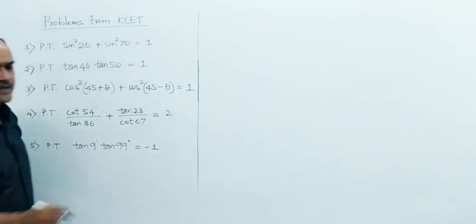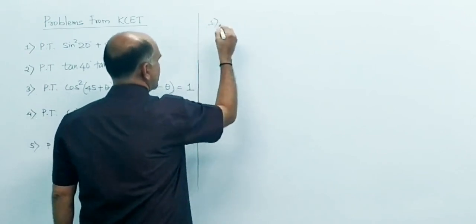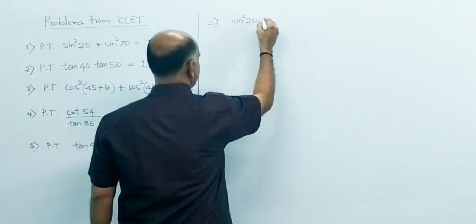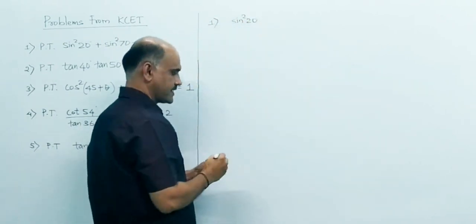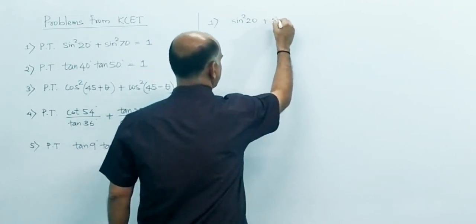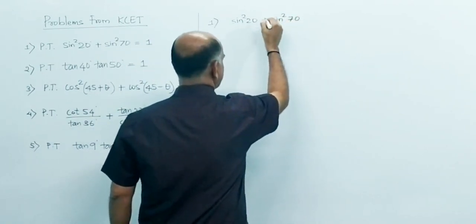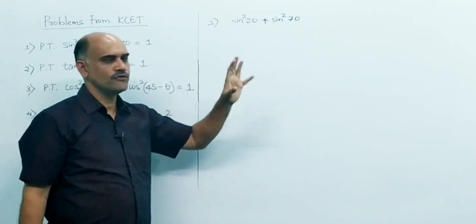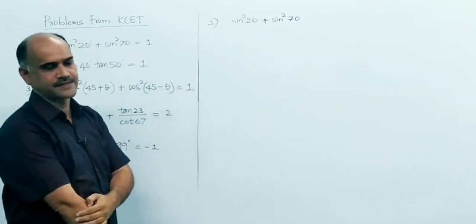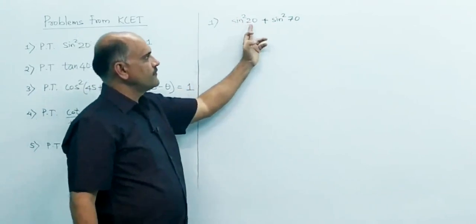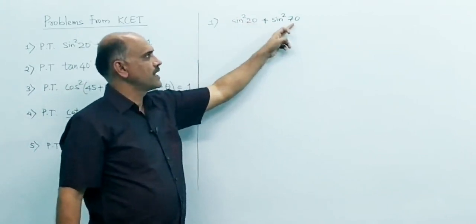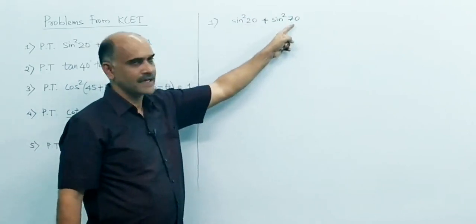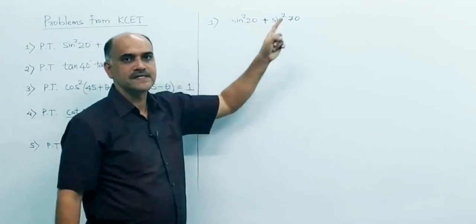So if I take the first one, LHS is sin square 20 plus sin square 70. First I will tell you the regular method, then I will give you a hint whereby you can directly write the answer. Now if you observe, these two angles are complementary, meaning the sum of those two angles is 90. So 20 plus 70 is 90.